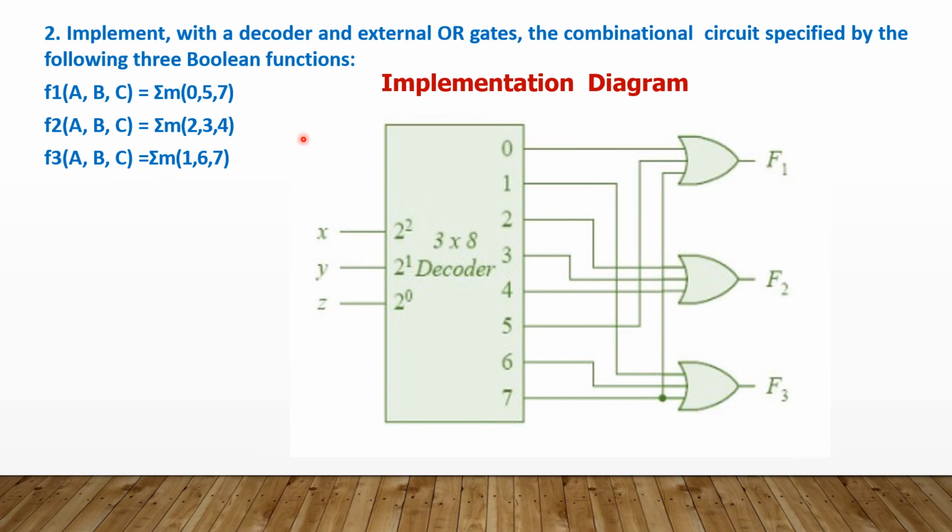What is F1? It's the sum of minterms 0, 5, 7. These act as inputs for the first OR gate, and the output is function F1. The second function is the sum of minterms 2, 3, 4, which act as inputs for the second OR gate, giving F2. Similarly, F3 is the sum of minterms 1, 6, 7. These act as inputs for the third OR gate, and the output from the third OR gate is F3. Likewise, you can implement any function using a decoder circuit.